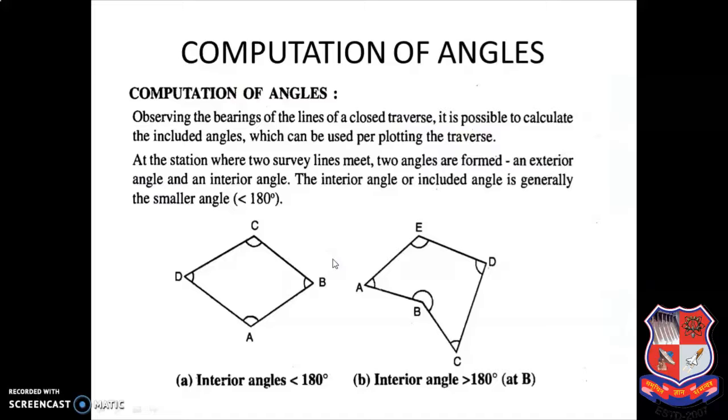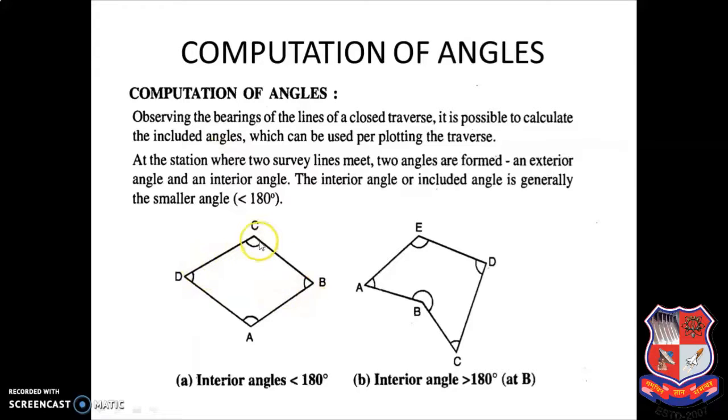Okay. Now dear student, we will solve some examples also based on this fore bearing and back bearing. Okay. So before that, one more small topic, computation of angle. Observing the bearing of the lines of a closed traverse, it is possible to calculate the included angle. Included angle means the angle which occurs inside the traverse.